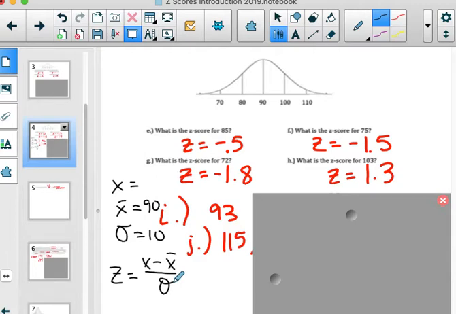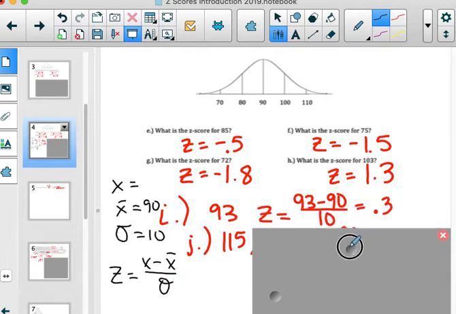Okay? So what you would be writing down here would be 93 minus 90 divided by 10. That is what you would be doing for the formula, right? 93 minus 90 divided by 10. Of course, this is exact: 3 divided by 10 is 0.3. The z-score table works to the nearest hundredth.